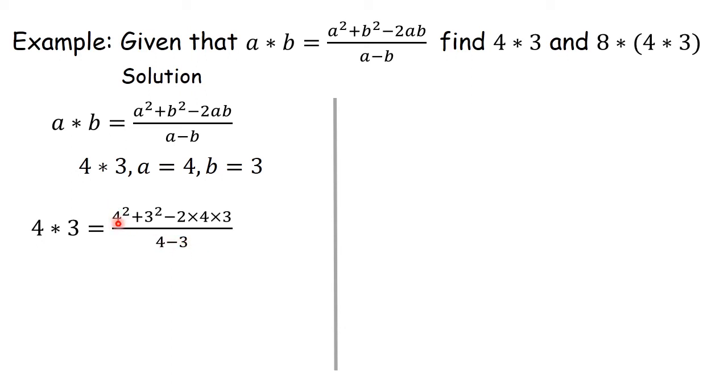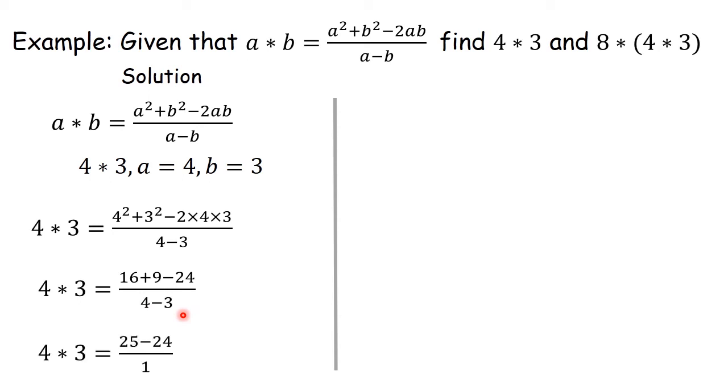4 squared is 16, 3 squared is 9, and 2 times 4 is 8, times 3 is 24. So that will give us 16 plus 9 minus 24, divided by 4 minus 3. 16 plus 9 gives us 25, so we shall have 25 minus 24 divided by 1. And 25 minus 24 gives us 1, so we shall have 1 divided by 1, and that gives us 1. So that means 4 star 3 is equal to 1.